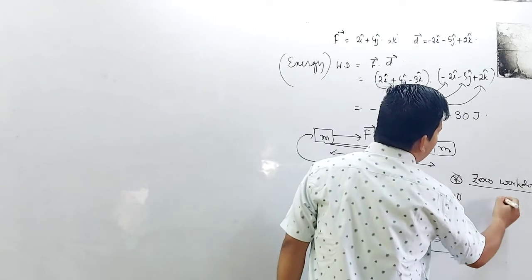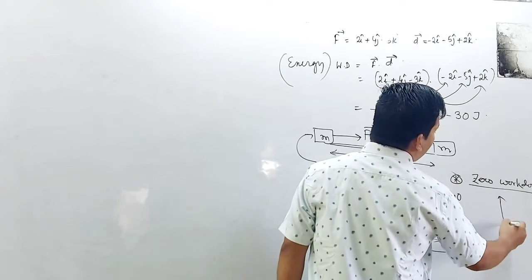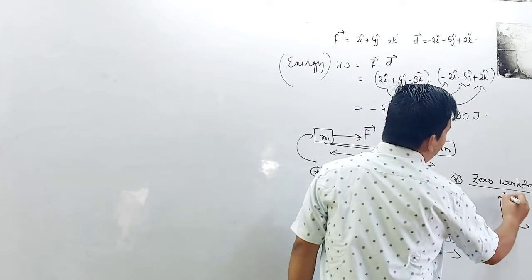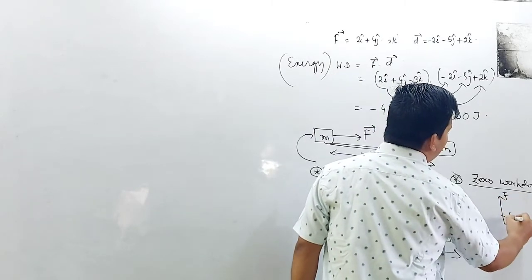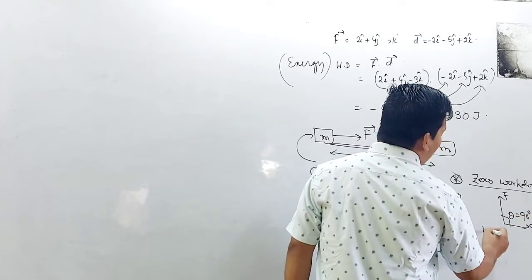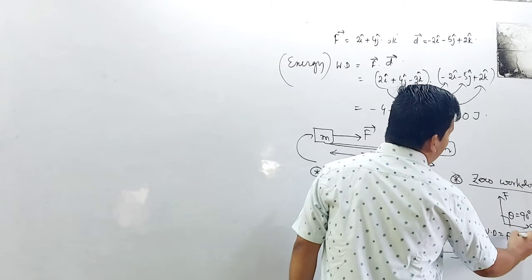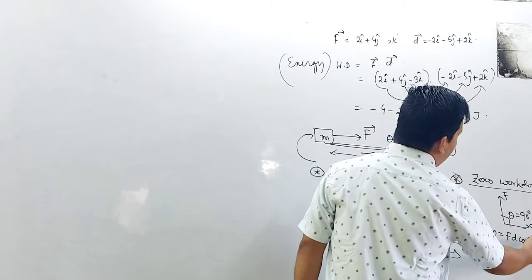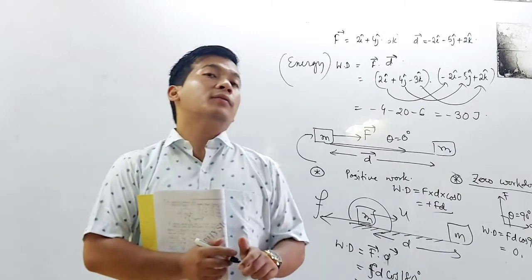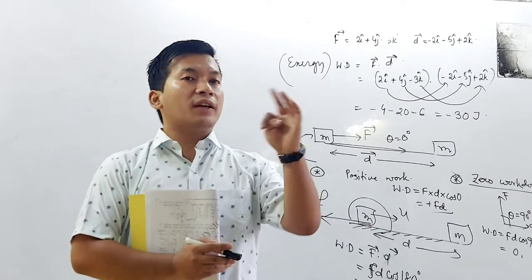If the force is in the perpendicular direction and the displacement in another direction, this is F and this is d. What must be the angle here? Theta is equal to 90 degrees. Then our work done will be equal to F d cos of 90 degrees, and this will be equal to 0. Work done will be positive, negative, and 0. Okay.